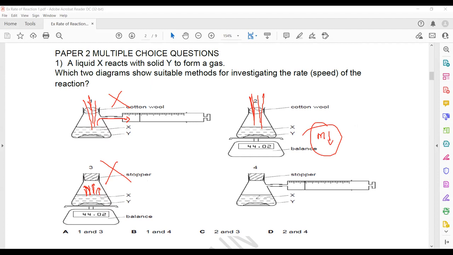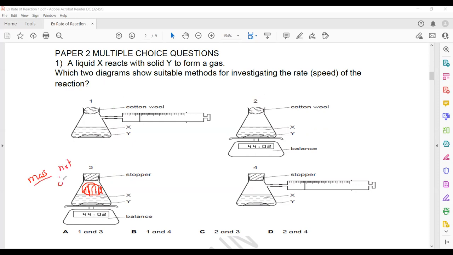If there is no change in the mass, we cannot measure the rate or the speed of reaction. And at four, what happened? When a reaction occurs, a gas is given off, so we measure the volume of the gas with respect to time. That will give us the rate. Why not three? Because in three, a reaction occurs and a gas is given off, but because there is a stopper, the gas is still in the flask. The gas is not able to escape, so the mass of the contents in the flask will not change, and we cannot measure the rate of the reaction.